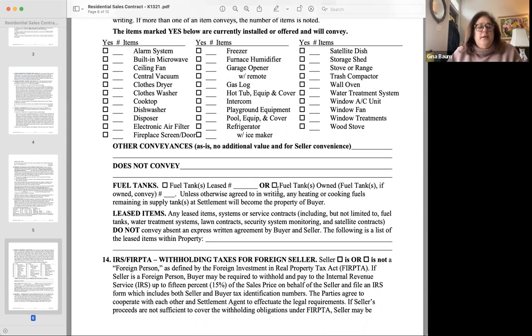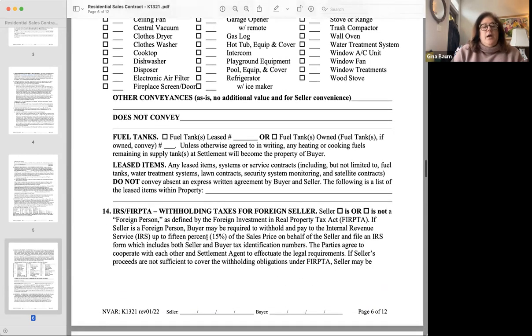If there's anything else on the list that is not there, you're going to add those in on other conveyances. If there's anything that is not going to convey, you're going to put that in the does not convey. Okay. Fuel tanks. We don't have a lot of fuel tanks anymore. Everything is in an HVAC system, but if there are fuel tanks, this is where you would specify if they're leased or they're owned with the property.